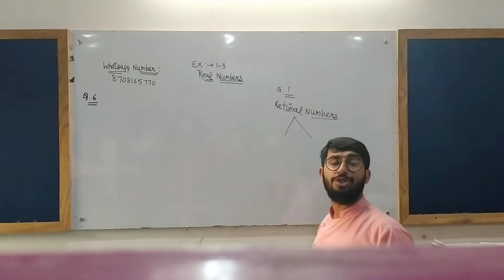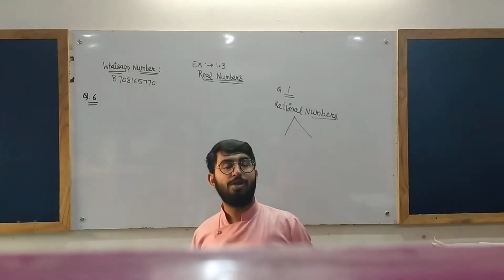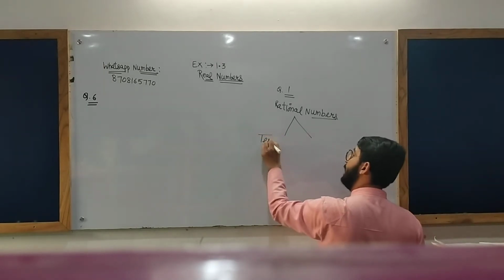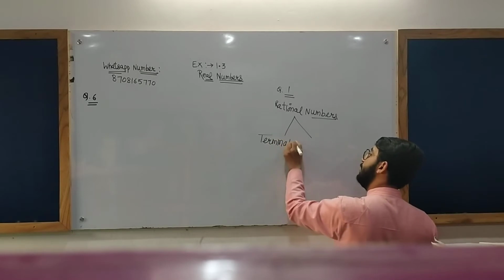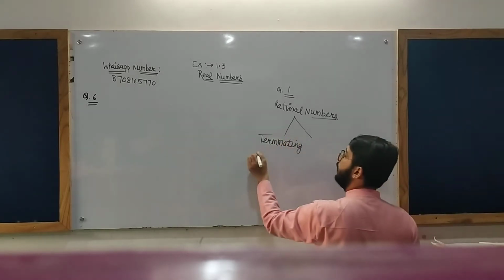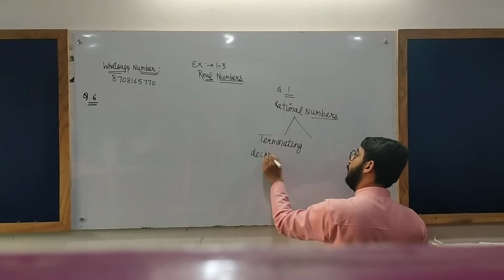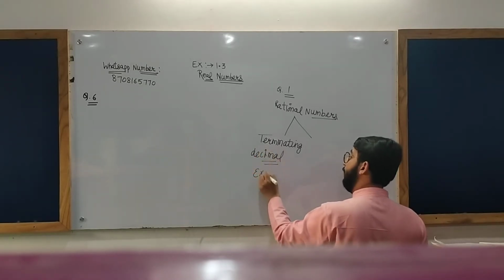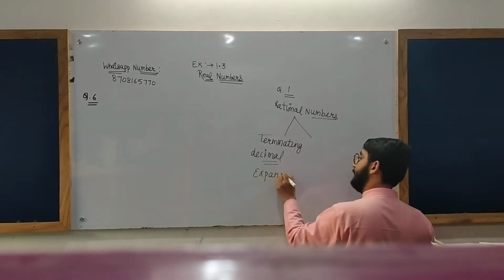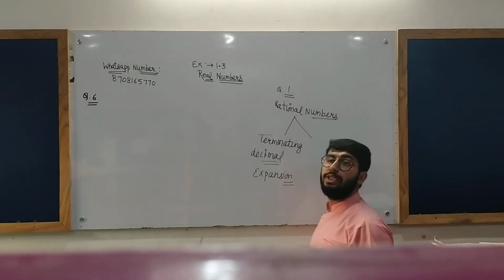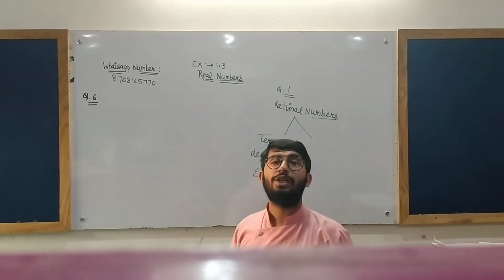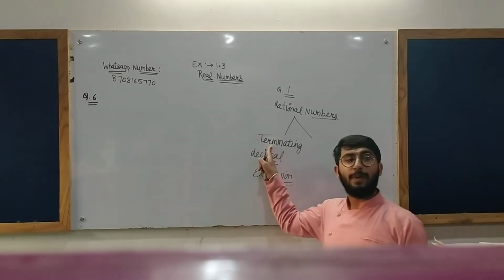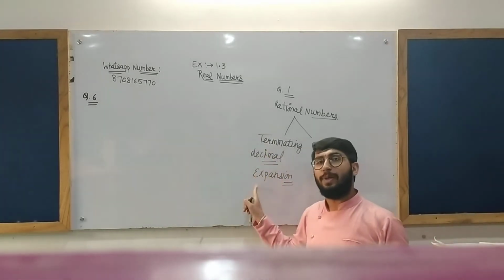There are two identifications for a decimal number to be rational. The very first one is that the decimal expansion is a terminating decimal expansion. If you can count the number of digits after the decimal, then you can say that the expansion is a terminating decimal expansion.